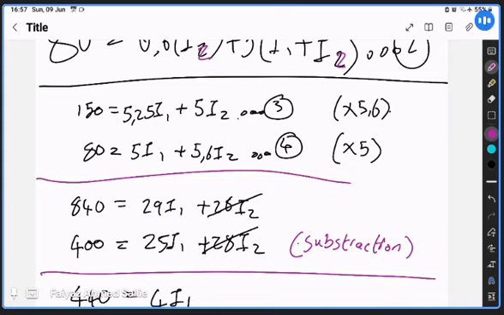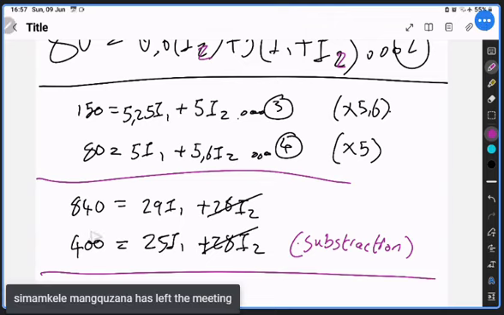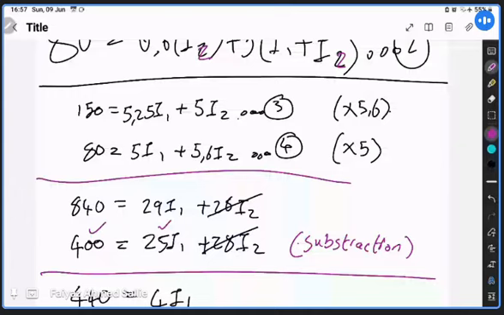150 times 5.6, that's 840. 80 multiplied by 5 equals 400. Okay, 5 times 5 is 25. That should be 28. So let's see, 5.52 multiplied by 5.6. Okay, so this one actually is supposed to be 31. So let's do that again.